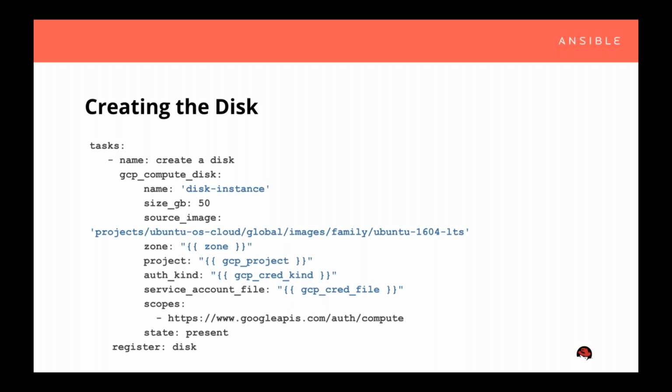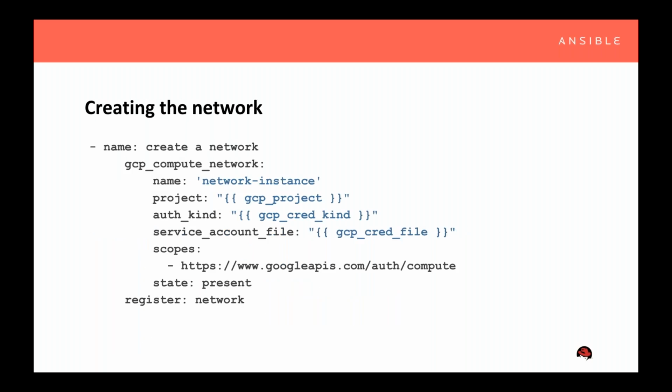So we're using the GCP compute disk. I'm just going to name it disk whatever instance. The size 50, all depending on what you guys want to use. The source image, we're going to use the Ubuntu OS Cloud. The zone, which we're going to pull right from above, the project, all that stuff, the normal variables, anything you want to pull from right there. And the state is present.